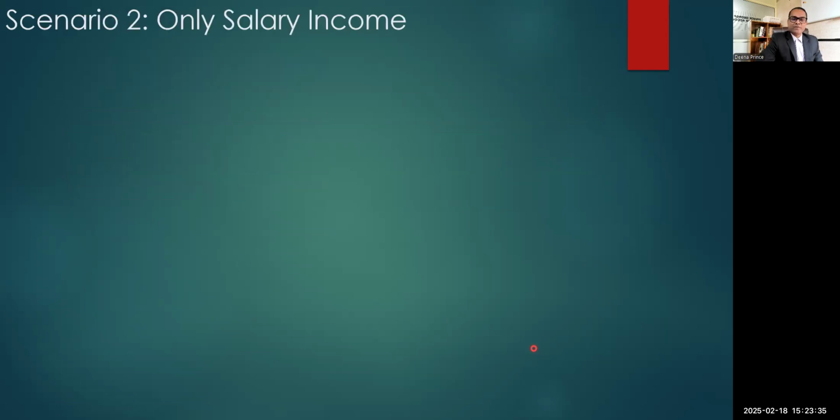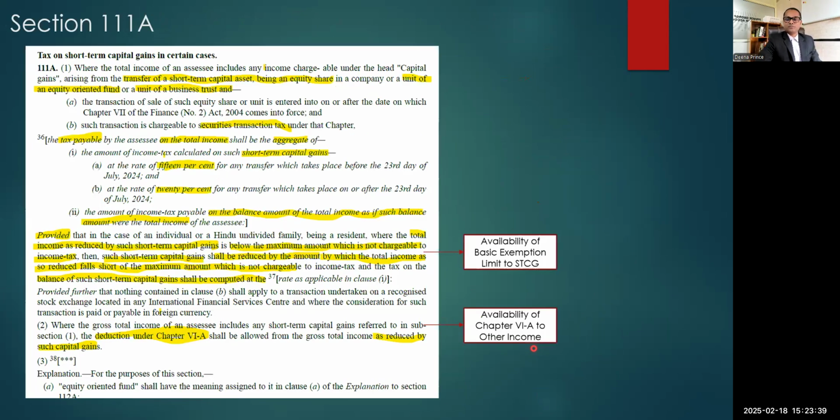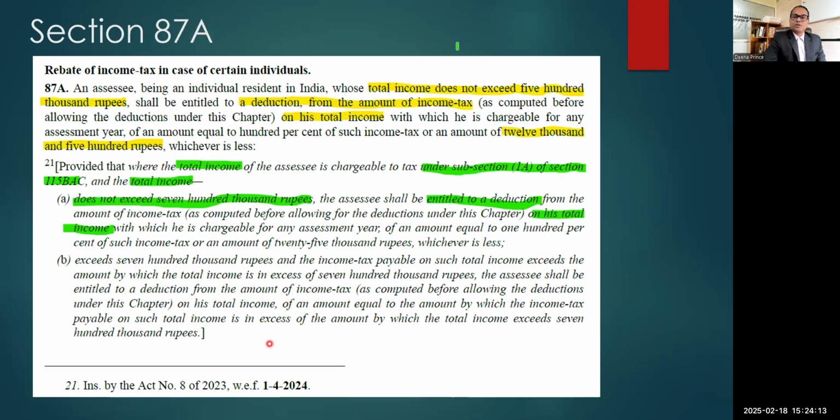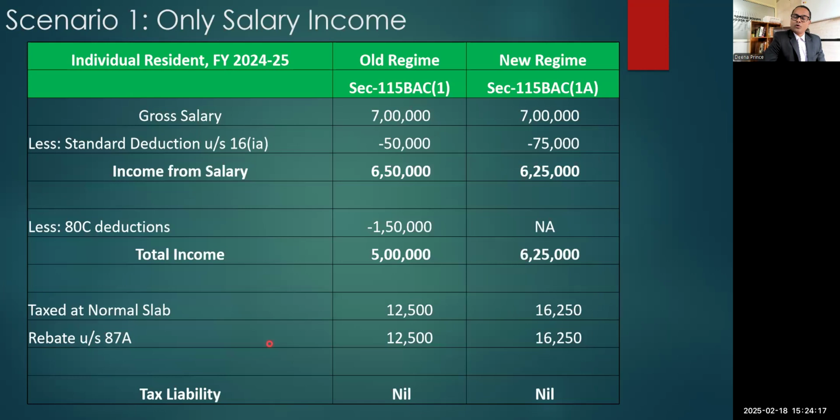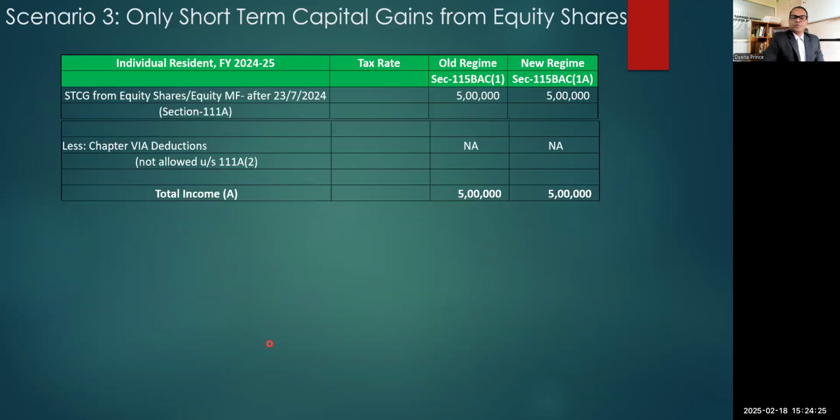111A. Now let's read the language of 111A. What does it say? It says subsection 2, where the gross total income of an assessee includes any short-term capital gains referred to in subsection 1, the deduction under chapter 6A shall be allowed from the gross total income as reduced by such capital gains. So it will be allowed only from the total income which remains after reduction of the short-term capital gain. This means if there is only short-term capital gain, it is not allowed. Right? And that's the reason why we have considered no deduction in both cases. In new tax regime, we anyways read that it is specifically disallowed.